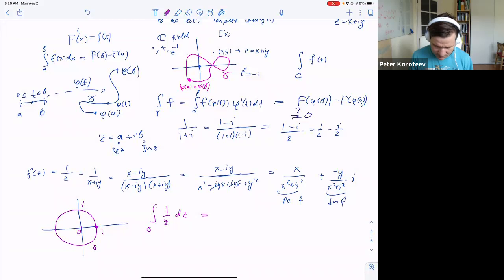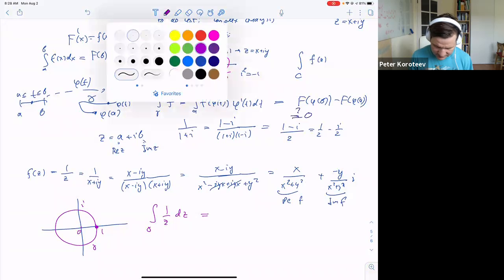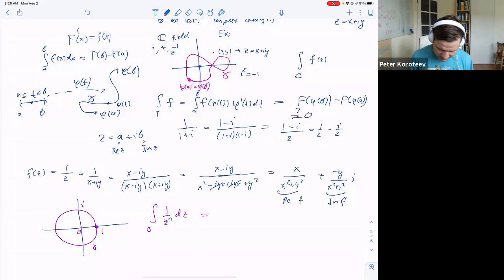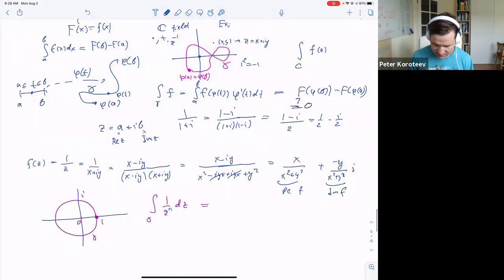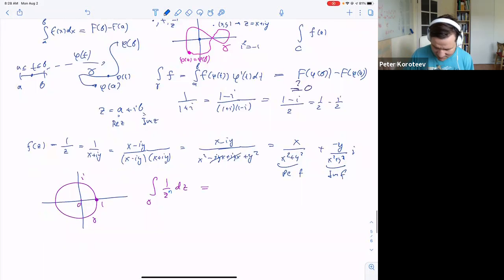In fact, let's do even more. Let's do something more interesting. Let's put any integer power here, 1 over z to the n. And we can ask ourselves how the answer will be different for different n. I mean, if you haven't done it, of course, you won't be able to tell. Don't kill yourself. It's okay.